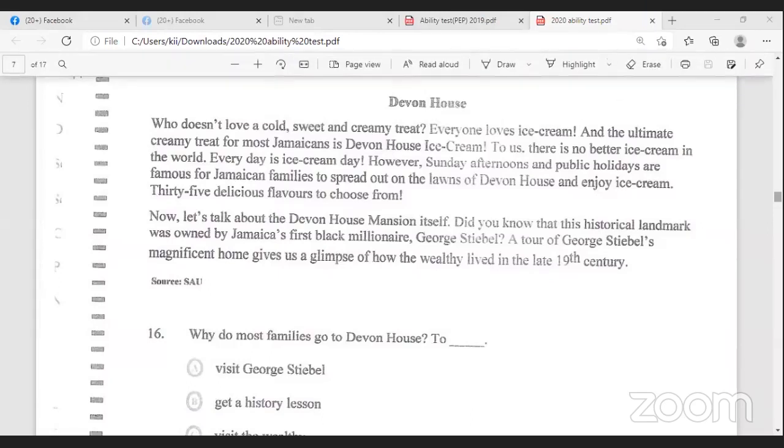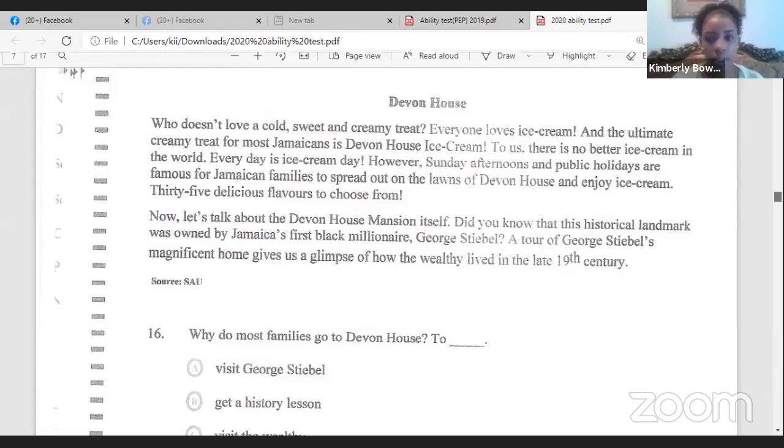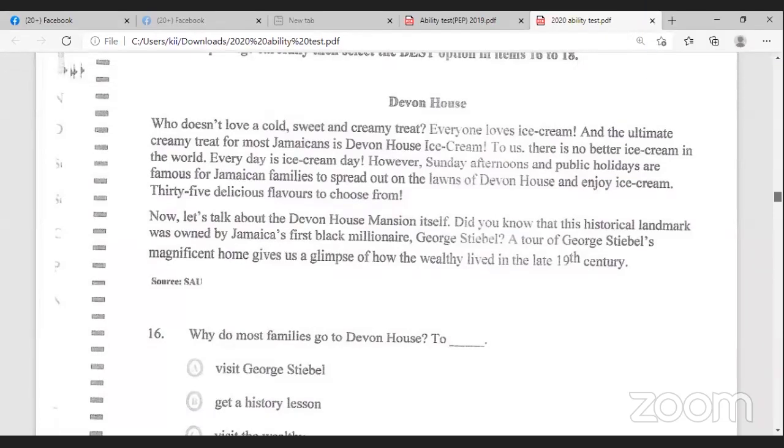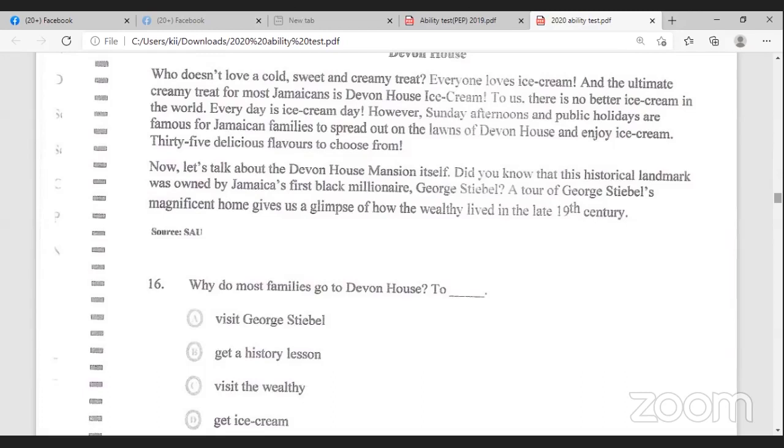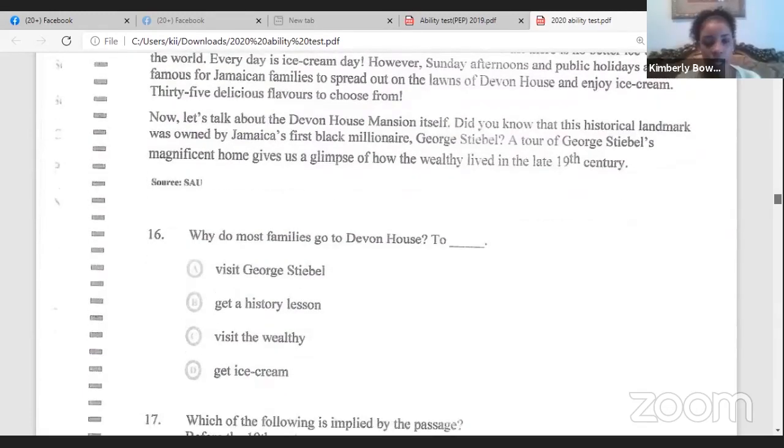Okay, we're not looking at the answers per se. We're trying to see what types of questions could come on the examination regarding the passages. You can summarize the information there and draw a conclusion. So that's not an inference, sorry, that's a conclusion.